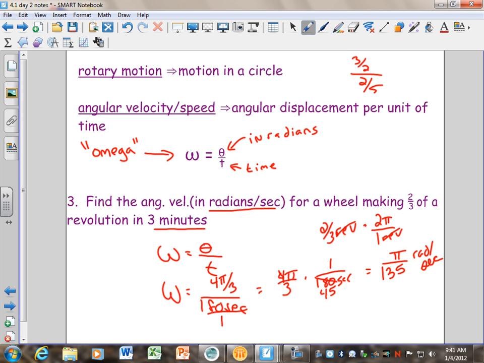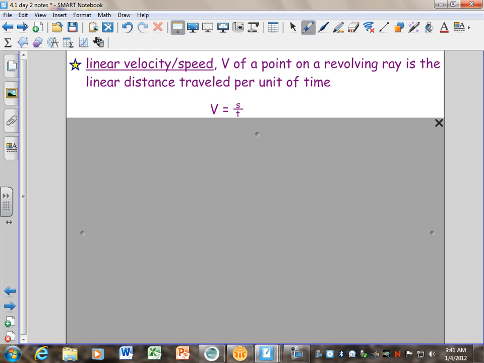That's what angular velocity is. Not that exciting, right? We can go one more step and do something called linear velocity, and that's what lets us find how fast a Ferris wheel's going. What we're all leading up to today. All right, so here we go. Make sure you have that down. This is my last little definition, my last little formula of the day.